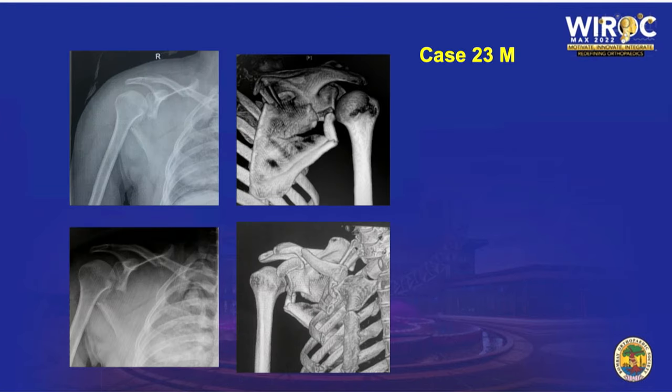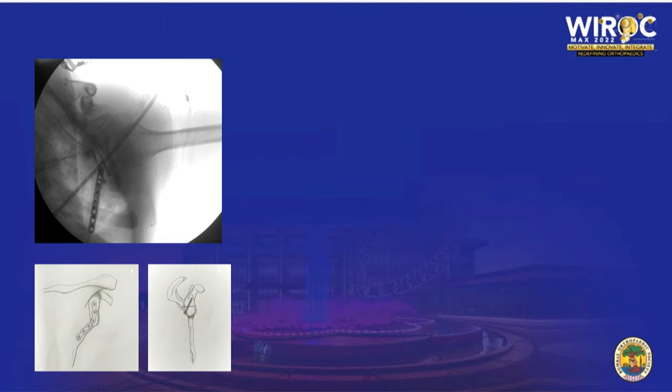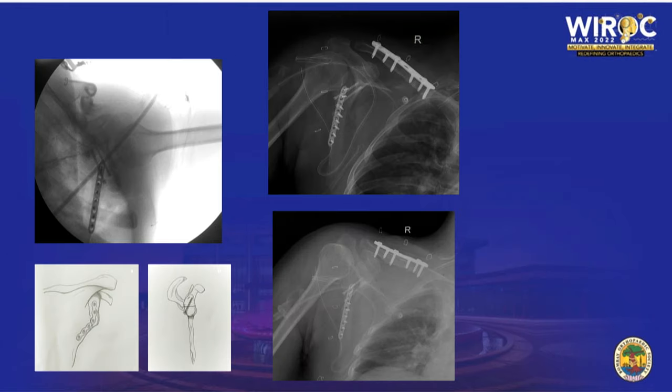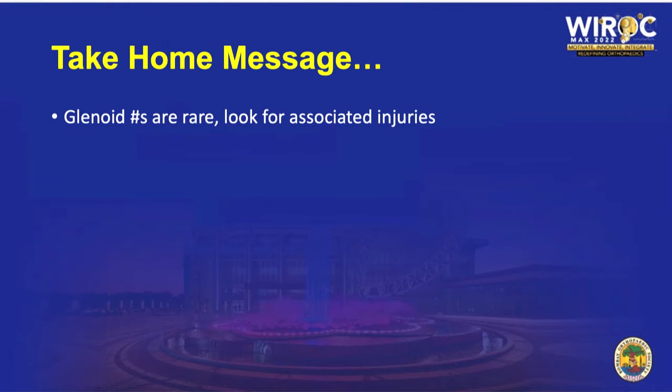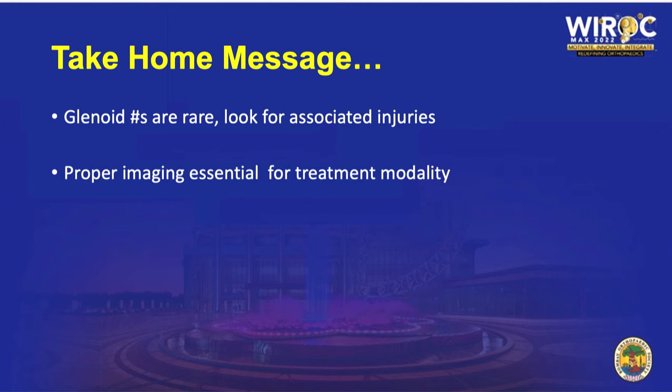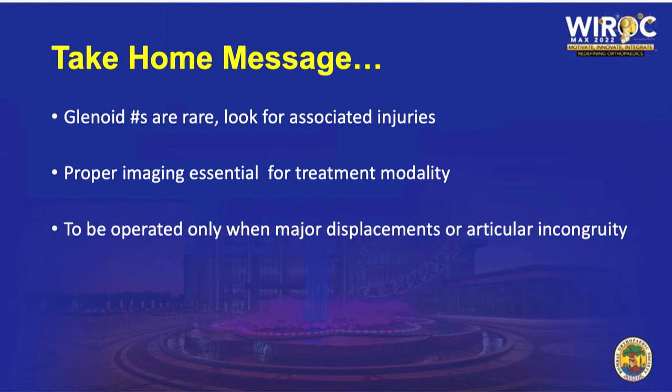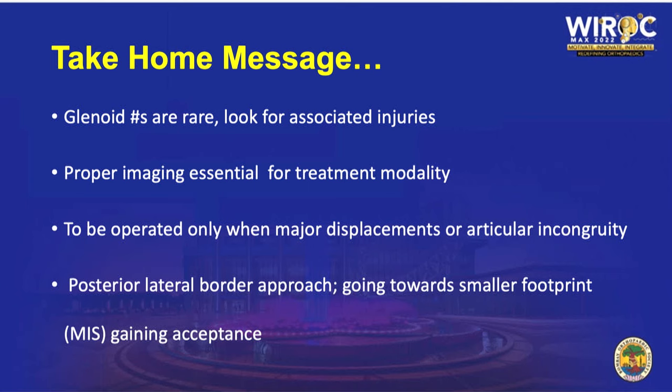Another case, similar glenoid, same plates with 2 lag screws and a plate. And that's how here we have put the clavicle also. So finally, remember it's rare, not so common, but if it is displaced more than 5 millimeters, you need to fix that. Imaging, CT scan is a must. You cannot see it on an X-ray. Operate only, as I said, when major displacements are there. Posterior approach, lateral border, interval between teres minor and infraspinatus, going into the glenoid is the one which you operate on. Thank you.